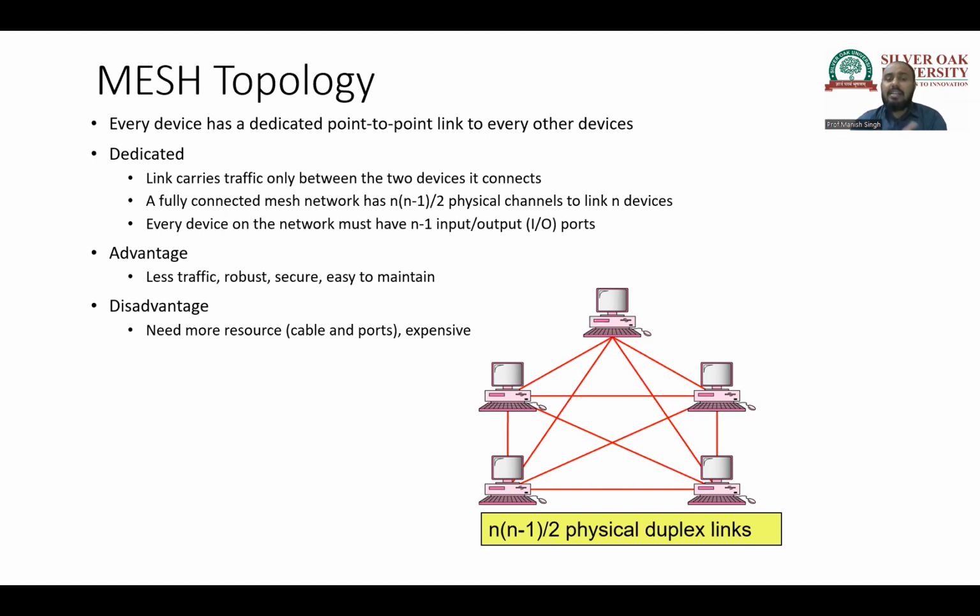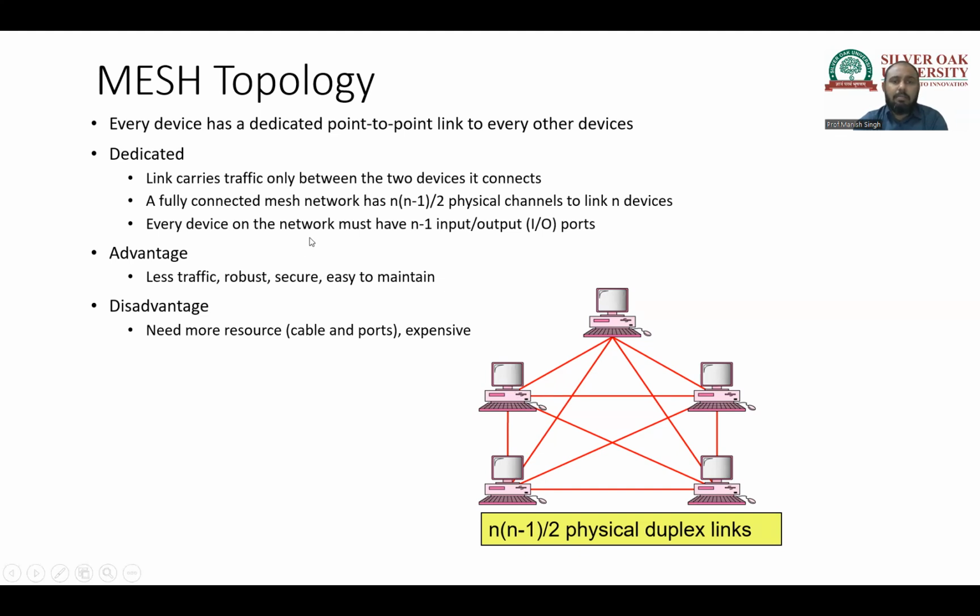Every device has a dedicated point to point link to every other device. Okay, what do you mean by dedicated? Links carry traffic only between the two devices it connects. Suppose this is device 1 and this is device 2, and there is a link between the two devices. This link carries only the data between the two devices and cannot be shared by another device. That is called a dedicated link.